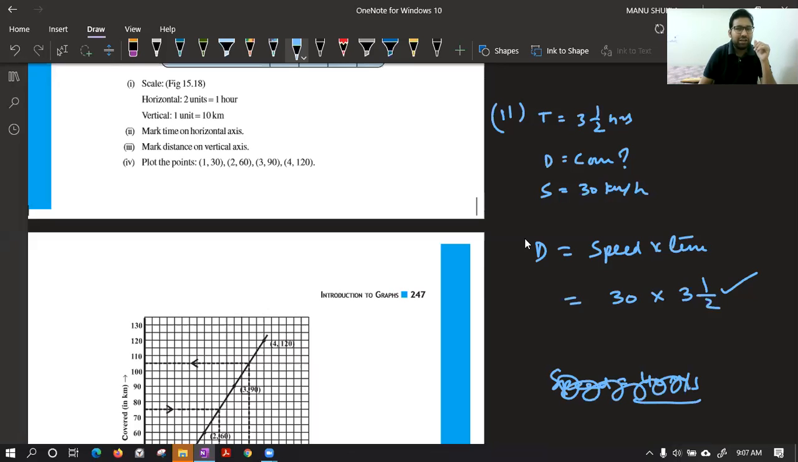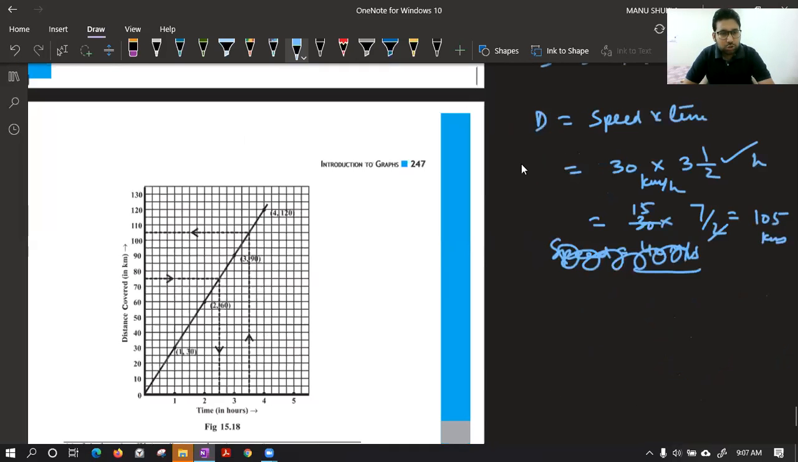But right now, luckily we have speed in kilometer per hour and time in hours, so we can multiply these two. So what will we get? We will get 30 into 7 by 2. 2 15s are 15 sevens are how much? 105 kilometers. So this is the way we will get the answer. Okay, class, I think the next question is also simple.